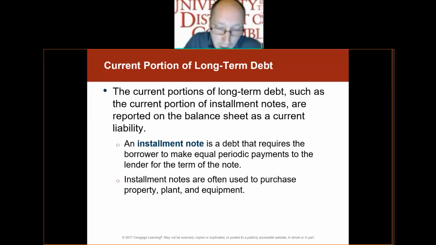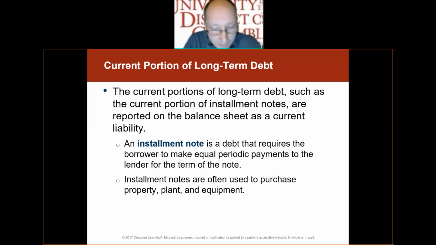So think of it this way. Let's say you bought a car, okay? You bought a car on a $25,000 note. You have to pay it back in 5 years. That $25,000, 5 years, okay? That first year, that first 12 months, we call that the current portion of the long-term note.